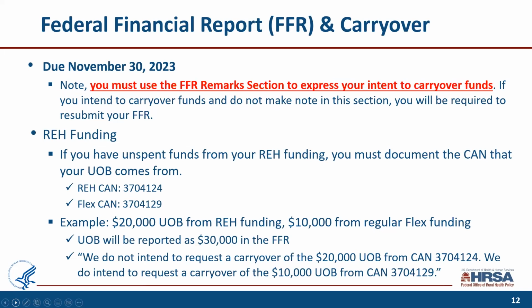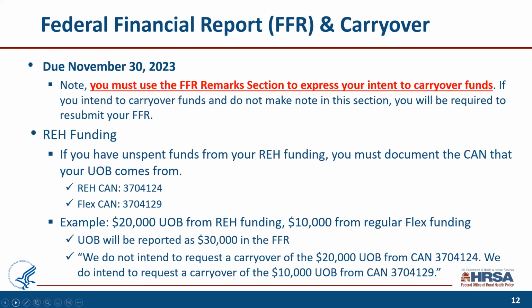Again, it's due November 29th. Please use the FFR remarks section to express your intent to carry over. And then here's an example of how to do that. So we have the REH funding. If you have unspent funds from your REH funding, you must document the CAN that the UOB comes from. We have the flex CAN and the REH funds listed again.